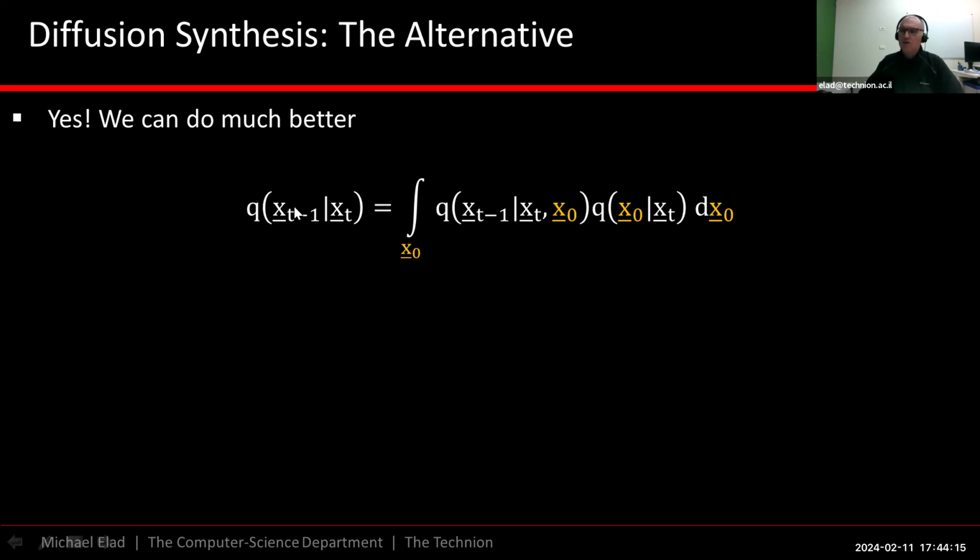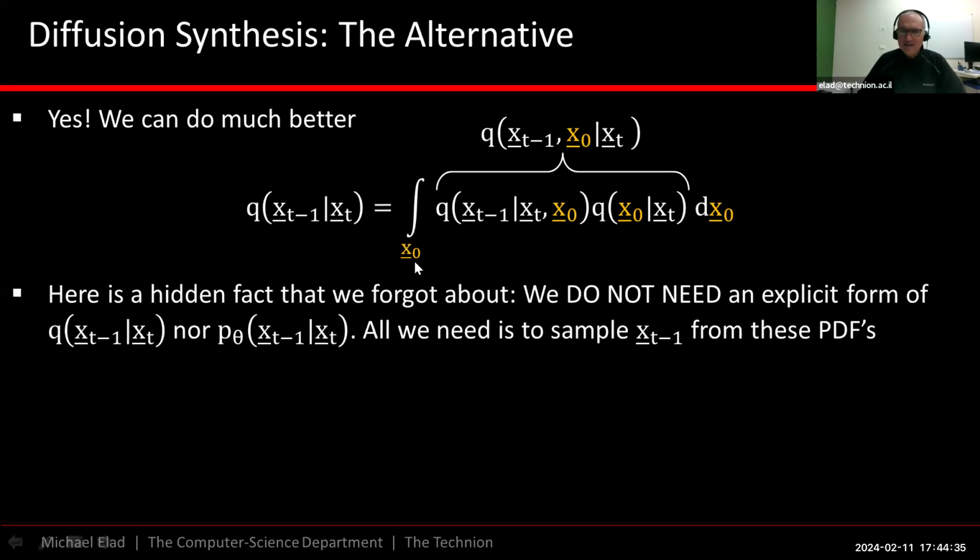And here is something truly delicate but brilliant that needs to be understood here. You don't care about this Q. Sorry, just before that, this multiplication is basically the joint probability of xt minus 1 and x0 given xt. I hope you see that. Now, coming to the delicate issue. The delicate issue is that nobody cares about this probability. We don't need it. What do we need? We need a sample from it. All I want is an xt minus 1 sample that will be a fair sample from this distribution.